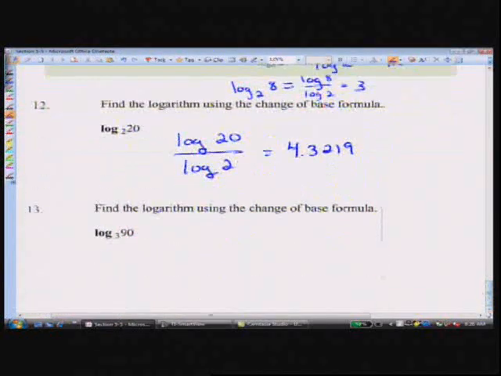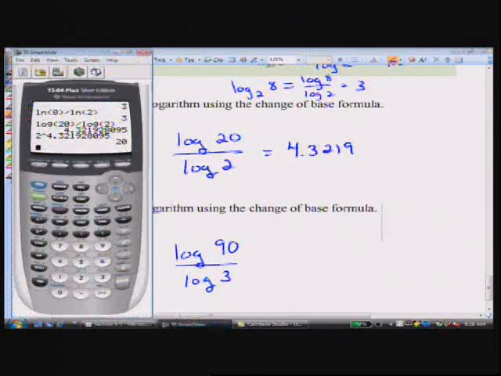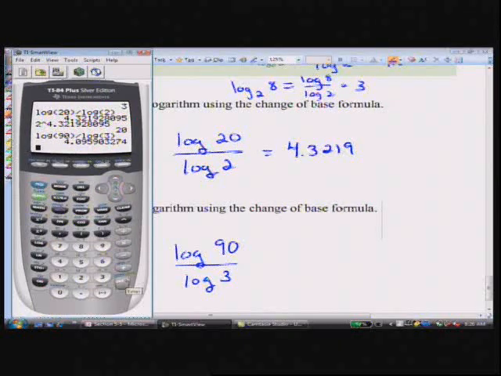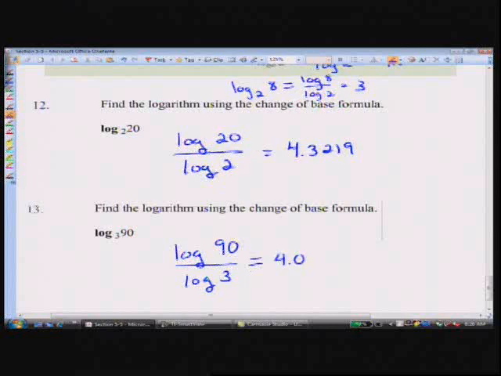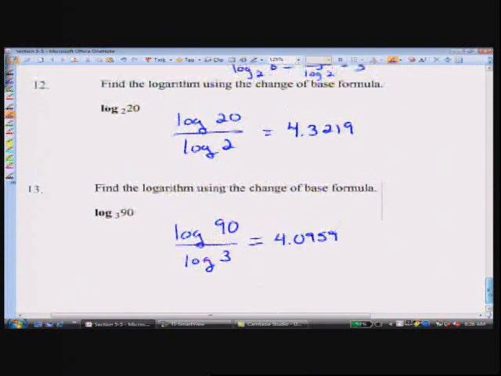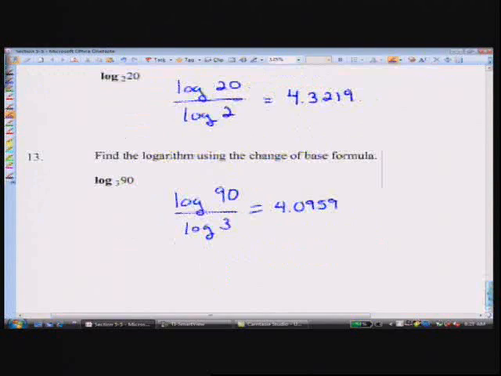All right, and so then log base 3 of 90 is going to be log 90 divided by log 3. And you can't reduce or anything. You just have to type it in like that. So this will be log 90 divided by log 3, which does give you 4.0959. So that's 3 to the 4.0959. Okay? All right, so that's it for this section.